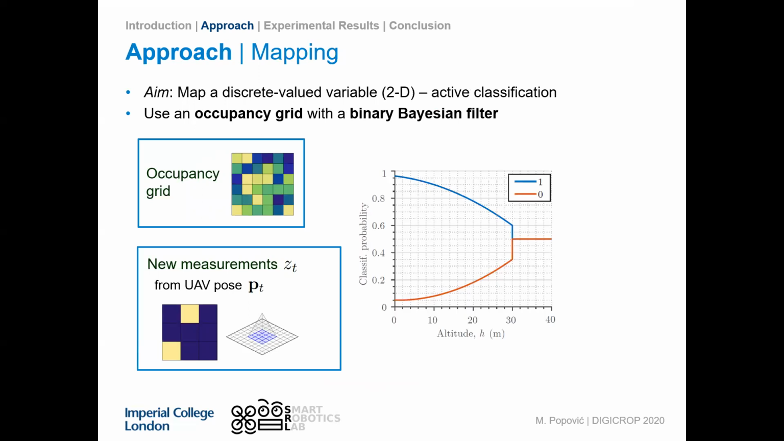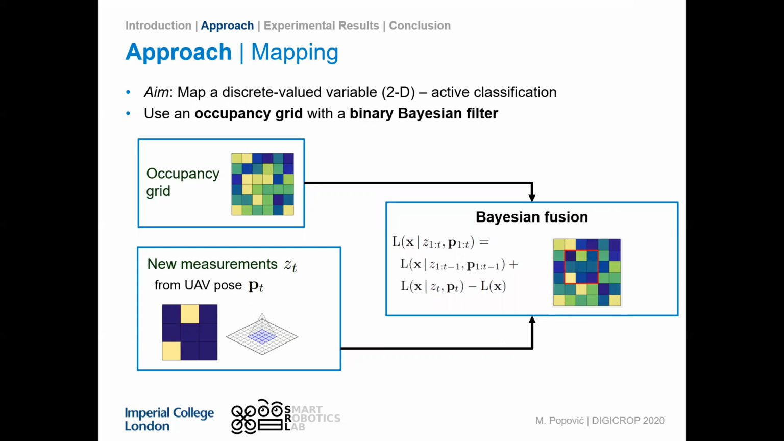To update the current map, we use sensor models with altitude-dependent performance. As shown by the curves, for each of the two classes, we consider reducing classification confidence with increasing altitude to capture that trade-off between measurement accuracy and coverage. In practice, this model can be developed in a data-driven manner based on how the sensor behaves at different altitudes.